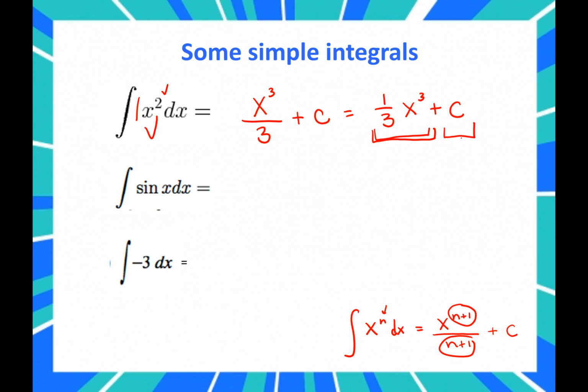All right, what about the integral of sine x dx? Well, in this case, I like to just flat out guess. I just like to write down cosine and then see if I need to change the sign. The derivative of cosine is a negative sine, because remember our rule, computer science is bad.